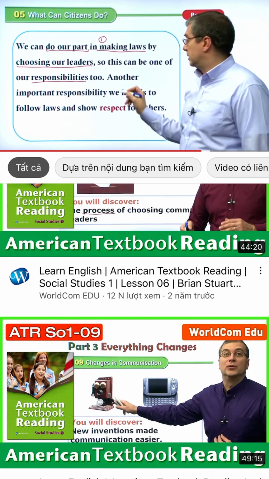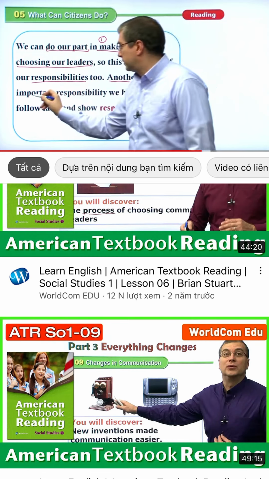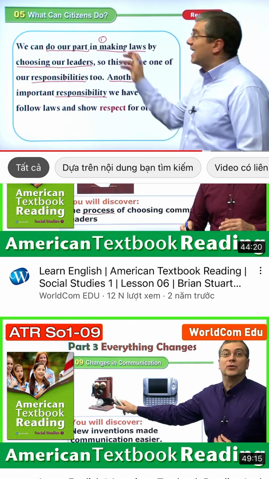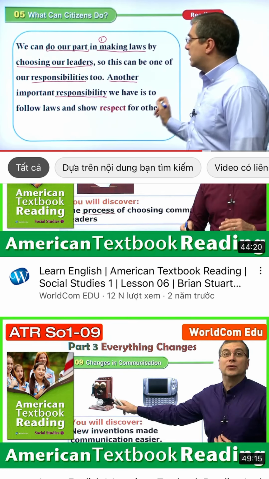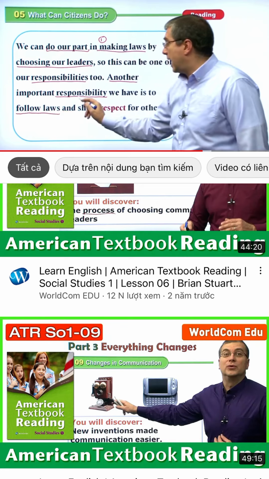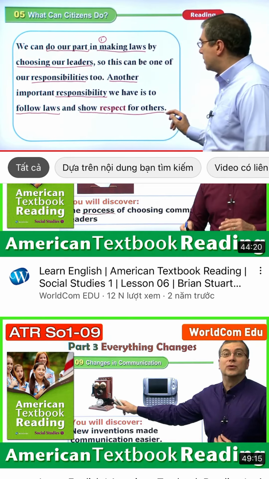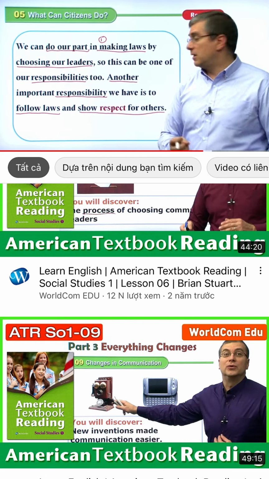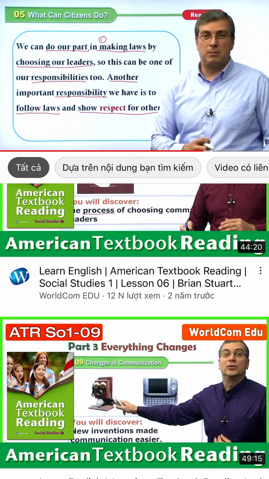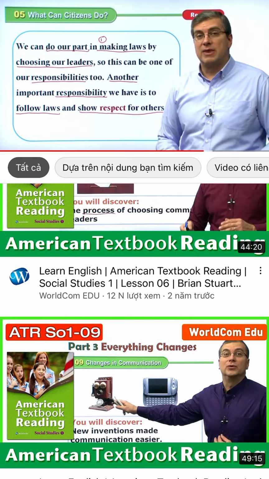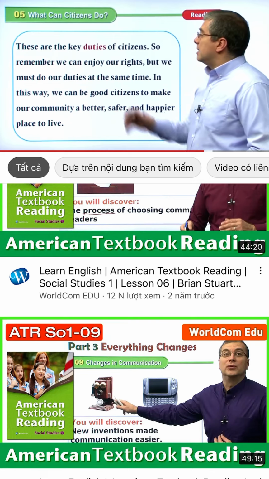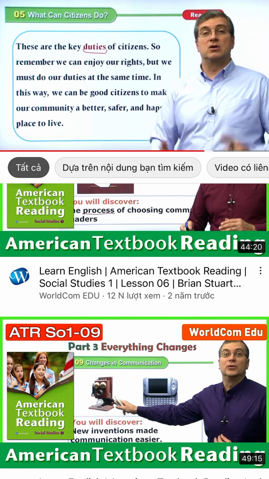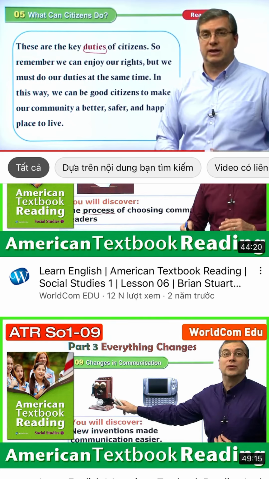We see other responsibilities here. Another important responsibility. So another responsibility besides making laws we have is to follow laws and show respect for others. So another important responsibility that we have is to follow the law and also to show respect for other people. Those are other responsibilities that we have. Okay, these are the key duties of citizens. So citizens have things that they must do. They are the key duties of citizens.